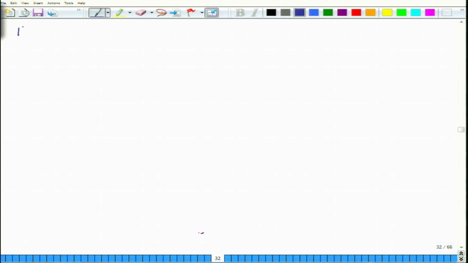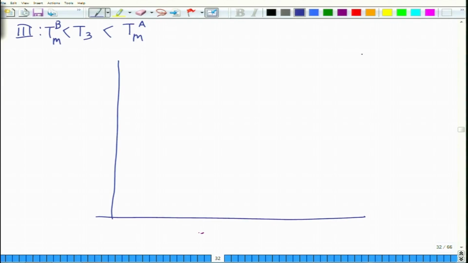Let us move to another point, T3. T3 is now lower than Tm of A, but it is bigger than Tm of B. So this is G. Now at this temperature, which is lower than the melting point of A, for A the solid phase is more stable as compared to the liquid phase, whereas for B, the liquid phase is more stable as compared to the solid phase.